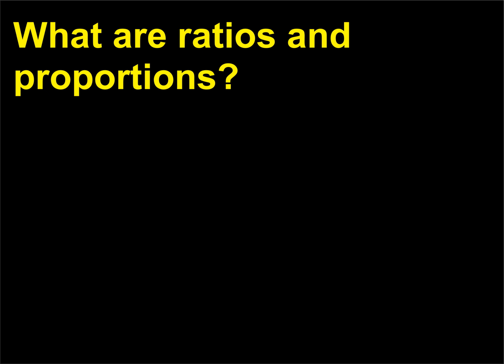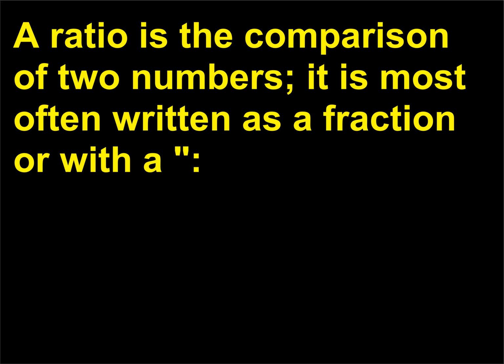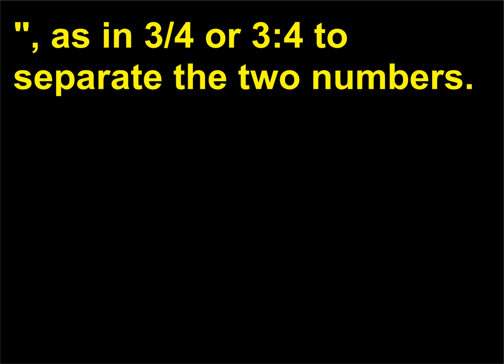What are ratios and proportions? A ratio is the comparison of two numbers. It is most often written as a fraction or with a colon, as in 3/4 or 3:4 to separate the two numbers.